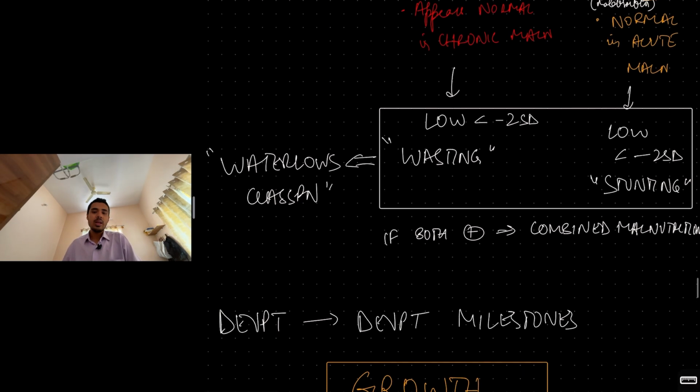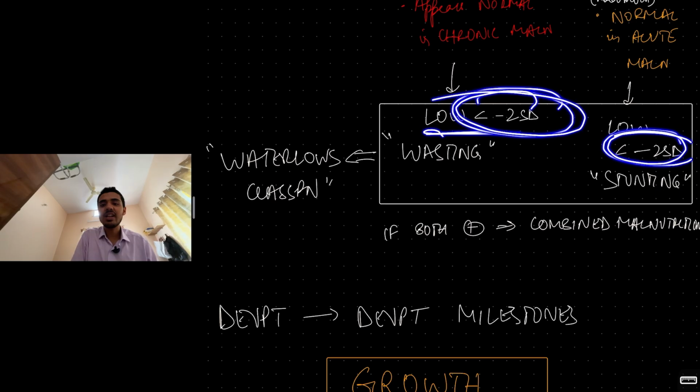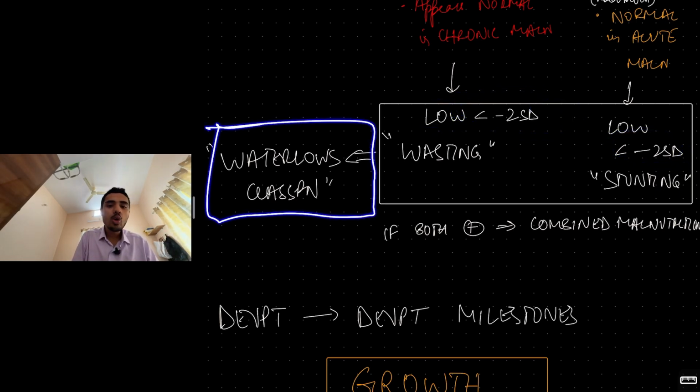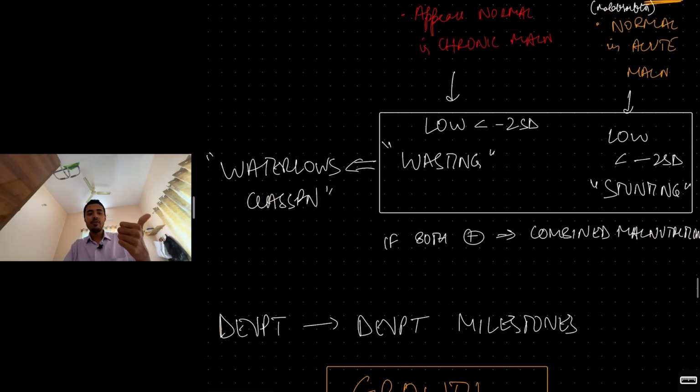Now, in both of them, when do we say the parameter is low? When it is less than -2 standard deviation. So this comes under Waterlow's classification. For weight for height and height for age, we use Waterlow's classification. Low weight for height, less than -2 standard deviation, is known as wasting. Low height for age, less than -2 standard deviation, is known as stunting. If both acute and chronic malnutrition, wasting and stunting, are present, it is combined malnutrition. Understood? Simple. So Waterlow's classification is less than -2 standard deviation for weight for height and height for age.